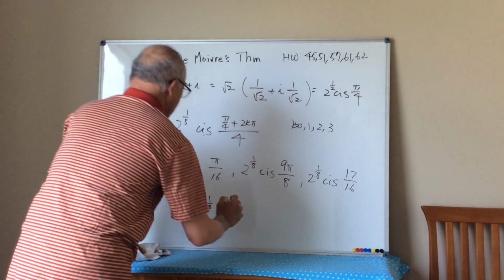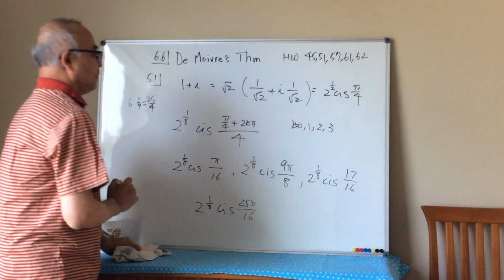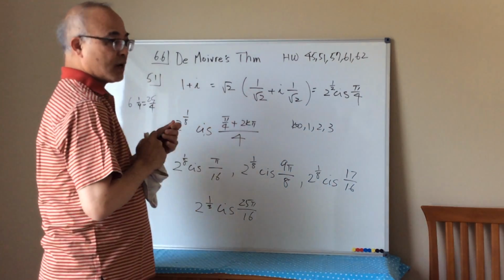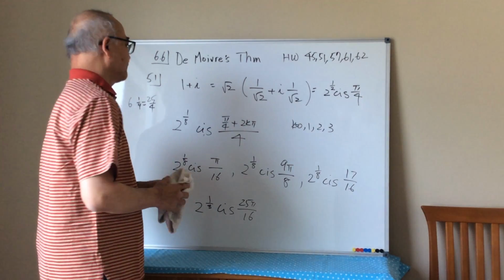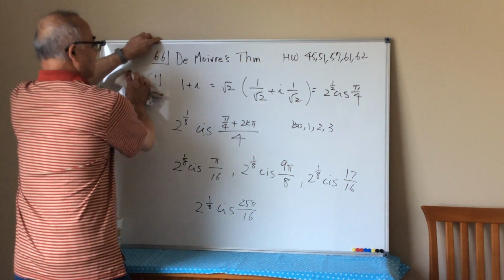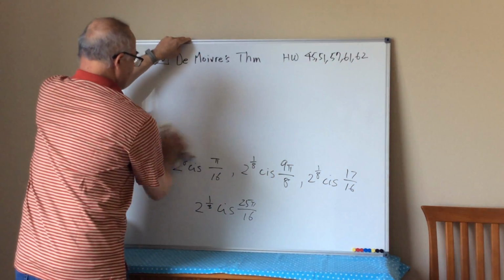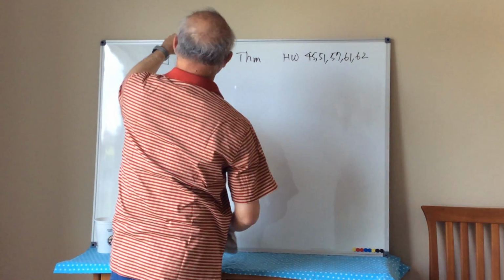cis 25 pi over 16. Okay? So that's 51. So we move on to 57.